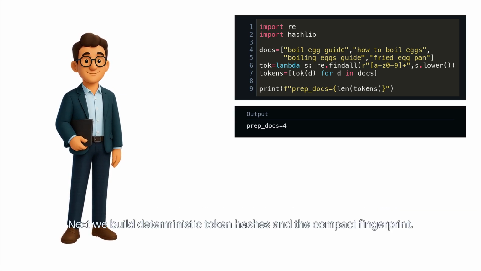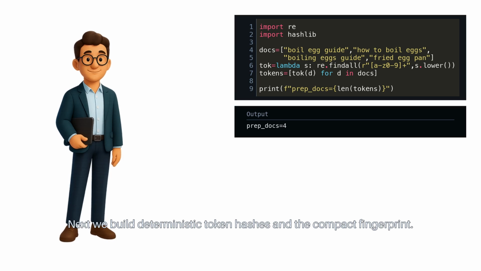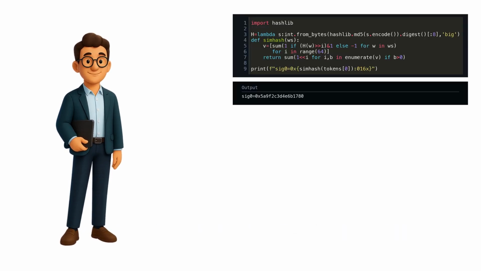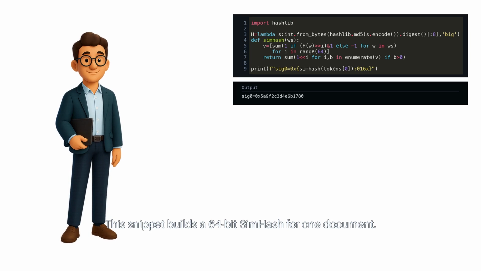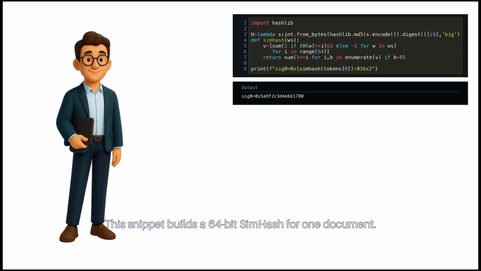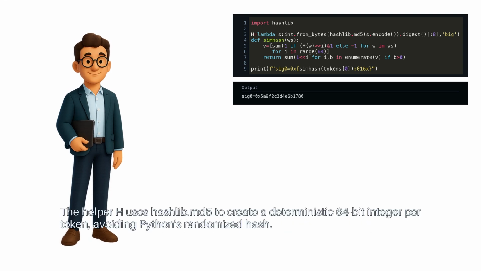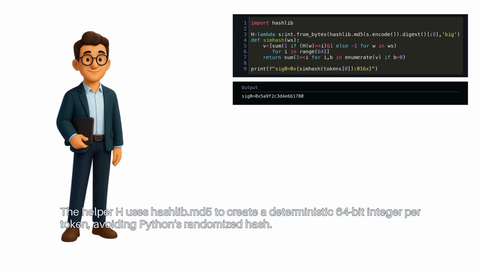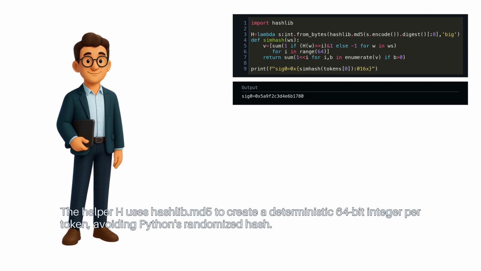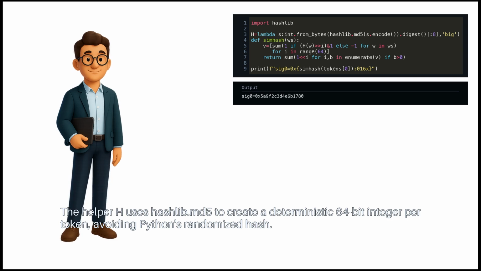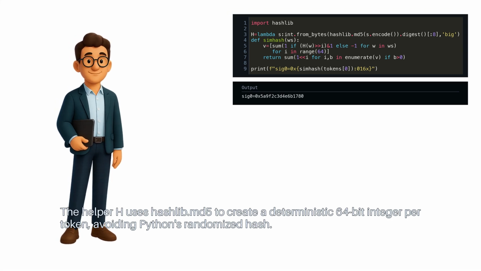Next, we build deterministic token hashes and the compact fingerprint. This snippet builds a 64-bit SimHash for one document. The helper H uses hashlib.md5 to create a deterministic 64-bit integer per token, avoiding Python's randomized hash.